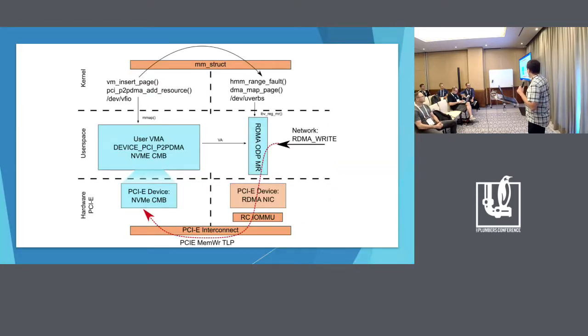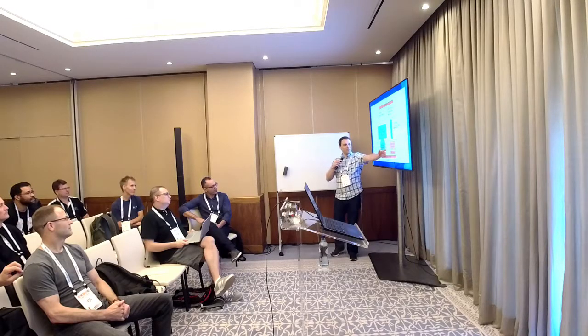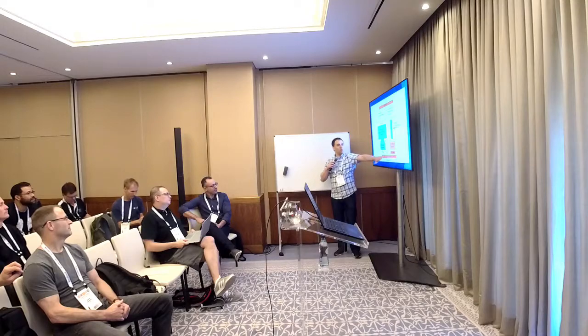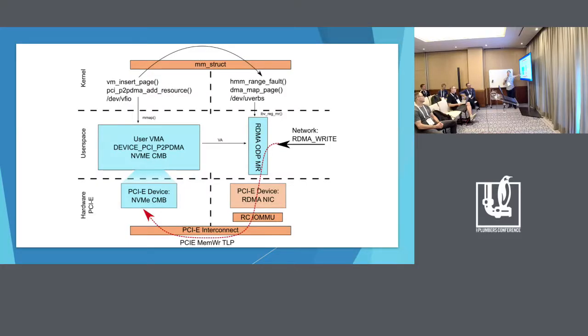So this is my master diagram to try and explain what we're trying to do. The goal here is to enable this red line. This is an RDMA from the network, and it goes through the NIC, goes only through the PCI, and ends up directly on something like an NVMe. So this red line is what we're trying to do. And today, you can't do that red line because there's no way to connect the RDMA driver with the VFIO driver in the kernel. There's no way to exchange the special information about the bar pages to set up all the pieces that are needed.